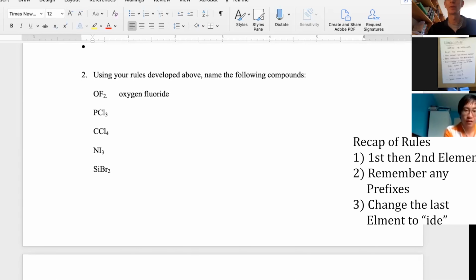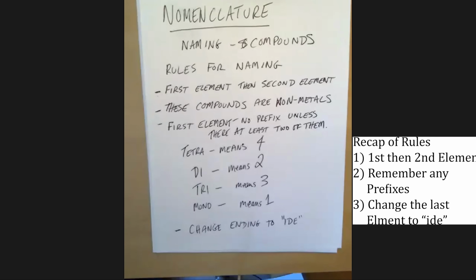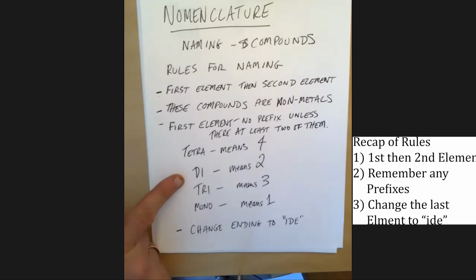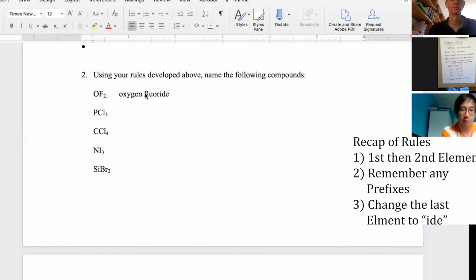Sure. Do you want me to bring it back up again? Yeah, sure. So we see on our list di means 2, so we would put the prefix di. So it would be difluoride, all one word. And so the whole compound name is oxygen difluoride.